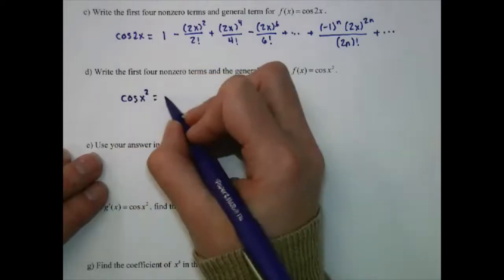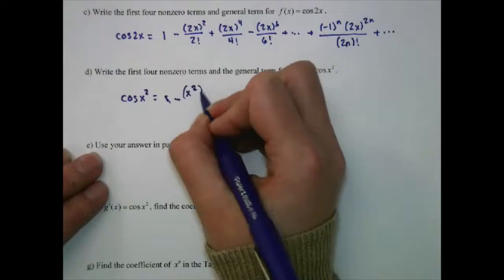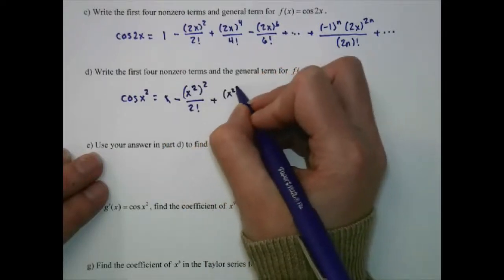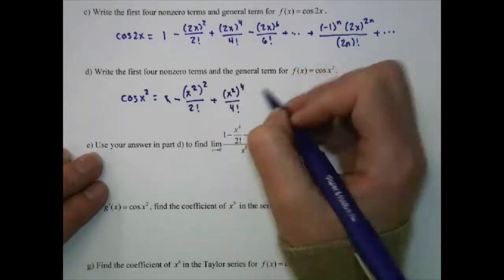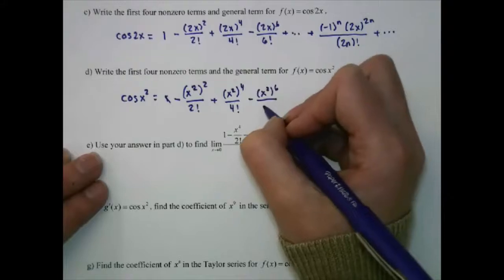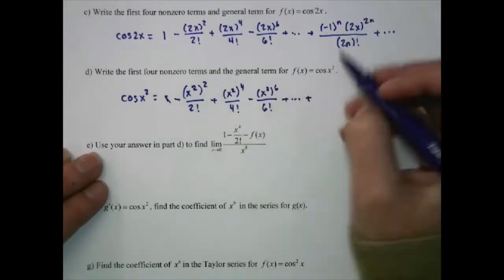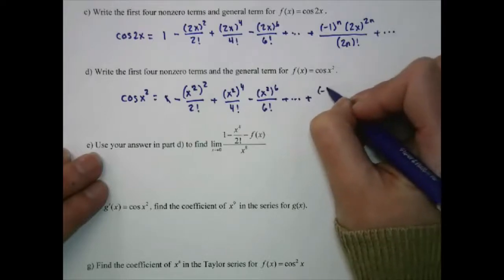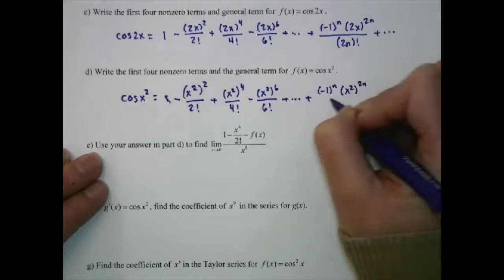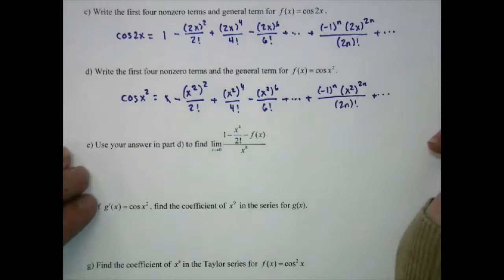Right, now we're going to do the same thing with an x squared. Cosine x squared is equal to 1 minus x squared squared plus x squared to the 4th minus x squared to the 6th and our general term.